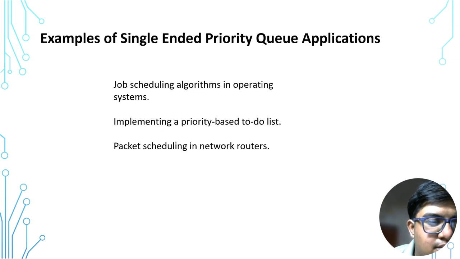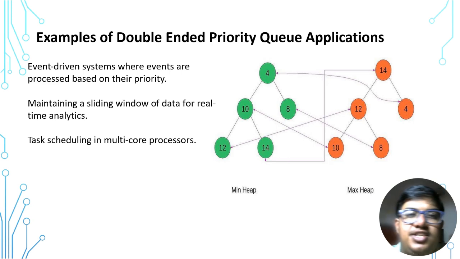Let's move on. Now let's see the example for single-ended priority queue applications. Job scheduling algorithms in operating systems, implementation in priority-based lists, and packet scheduling in network sectors are a few of the examples where single-ended priority queues are used. Let's see the next one, which is the example for double-ended priority queues.